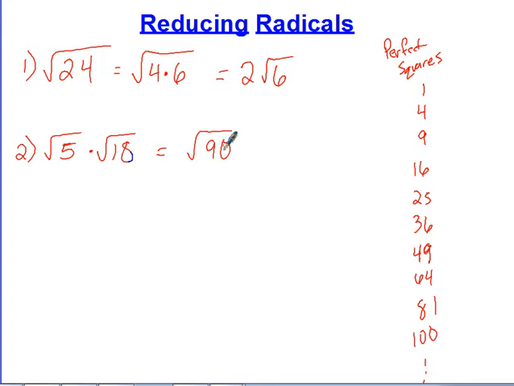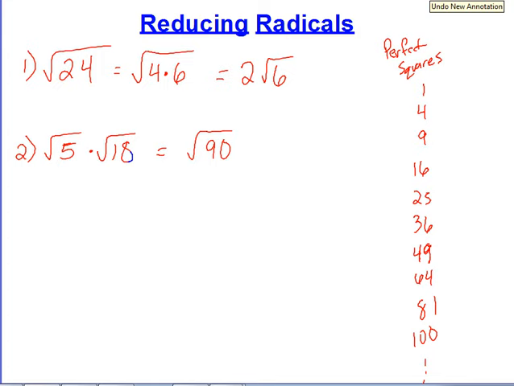Can I ask you a question? What if this was, instead of square root, the cubed root? Could I do what I just did? No. Why? The radicals are not the same. What if this one was also a 3? Then could I do it? As long as they're the same, you can multiply them. Does everybody understand that? Okay, so I got square root of 90.